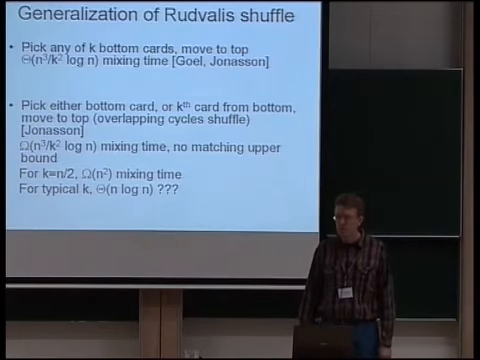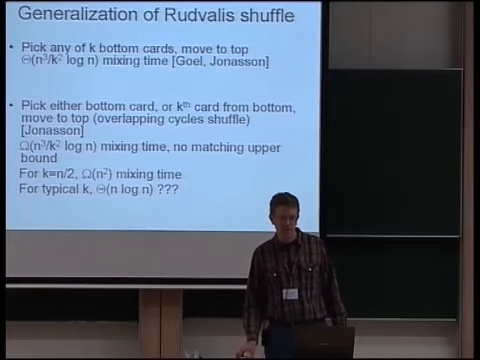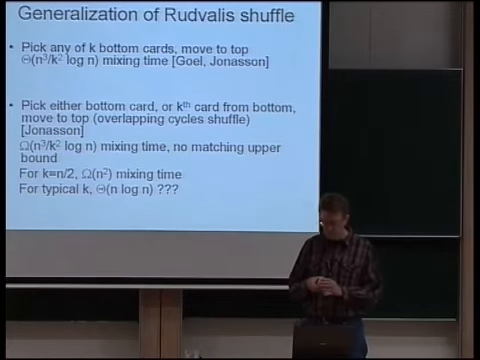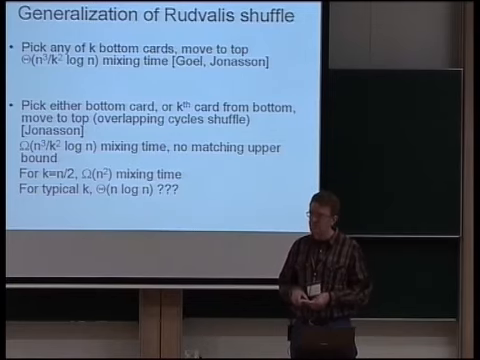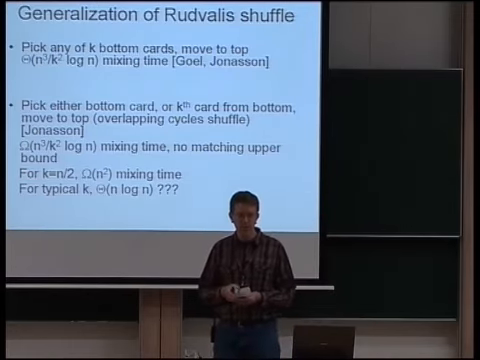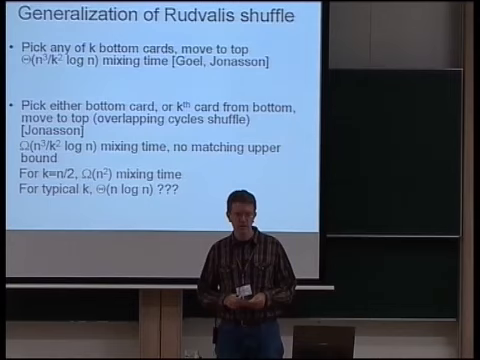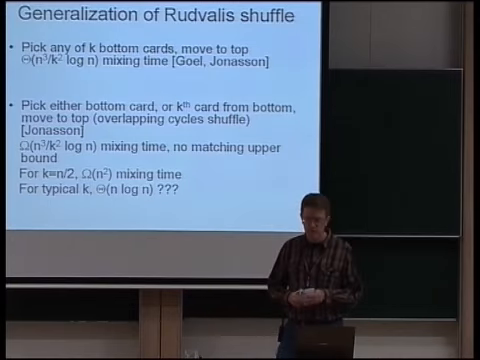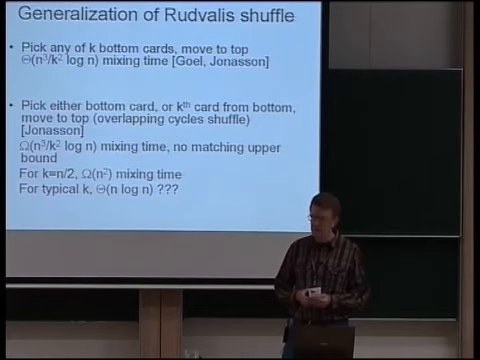So Goel and Ullman looked at a generalization where instead of taking one of the bottom two cards and moving it to the top, you take a uniform card from the k from the bottom and move it to the top. And they show that this takes order n cubed over k squared log n time to mix.